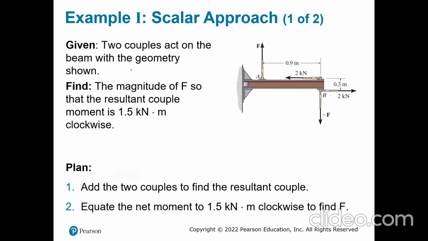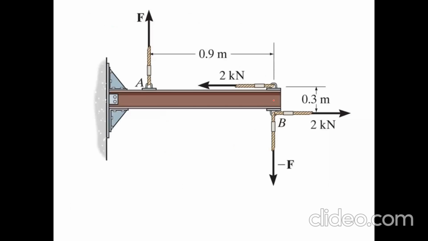So let's look into the scalar approach. You have two couples that act on the beam with the geometry shown. They're asked to find the magnitude of F. So how do we do that? One hint they have given is that the resultant couple is going to be 1.5 kilonewton meter in the clockwise direction. So we know the addition of these two couples is going to be the addition of these moments. So let's write the resultant, that's 1.5 in the clockwise direction.